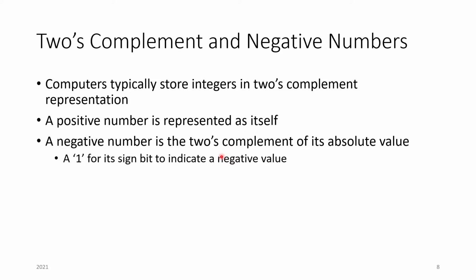Right. So your computer basically stores integers or any particular number in something referred to as two's complement representation. So a positive number is basically represented as itself, but the negative number is going to be the two's complement of its absolute value. And the most significant bit, this one bit here, is going to be your sign bit that's going to be indicating that this is a negative value.